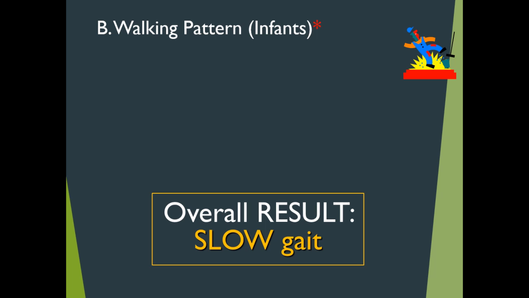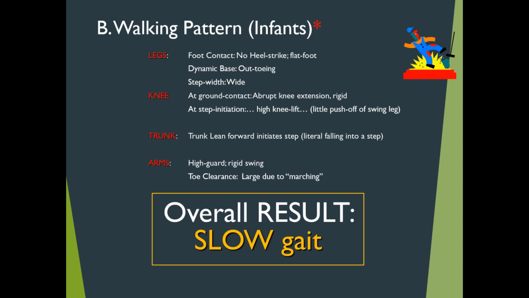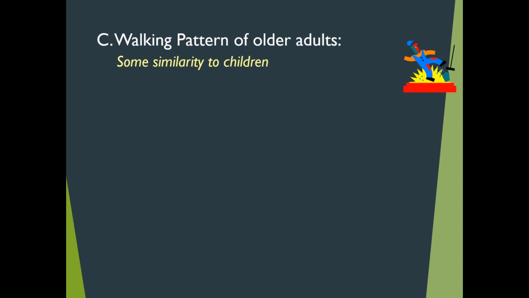After having done so, it's still evident that infants are slow relative to their height. The fact that they're literally marching and falling into each step is a disadvantage to what we call new walkers. Let us proceed to the older adults. It's already been mentioned that they have some similarity to children, but the mechanism is quite different altogether.